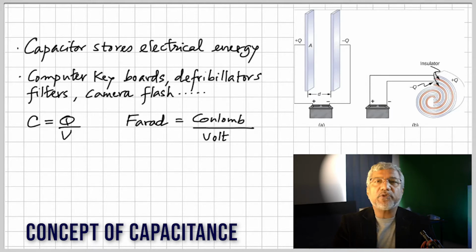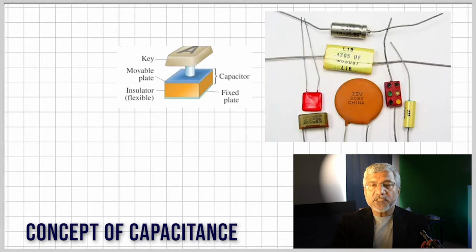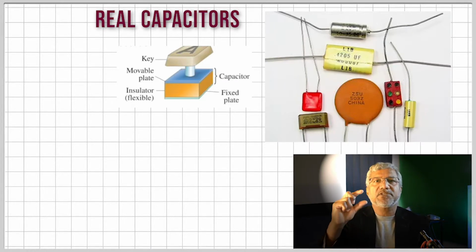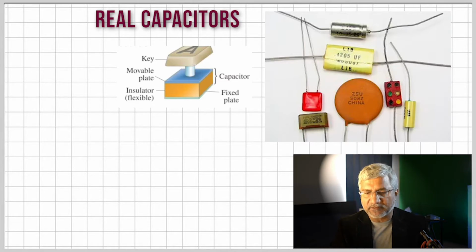And then the unit of capacitance is farad. 1 farad is 1 coulomb divided by 1 volt. So farad is coulomb per volt. So here we see different types of capacitors. This is the keyboard capacitor, and as this key is pressed down, as you can see, one plate is movable, so the plate moves, and that changes the distance between the two plates, and we will see that when the distance changes, the capacitance changes.